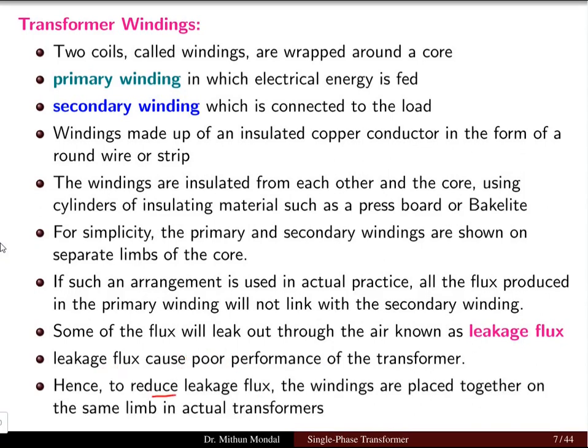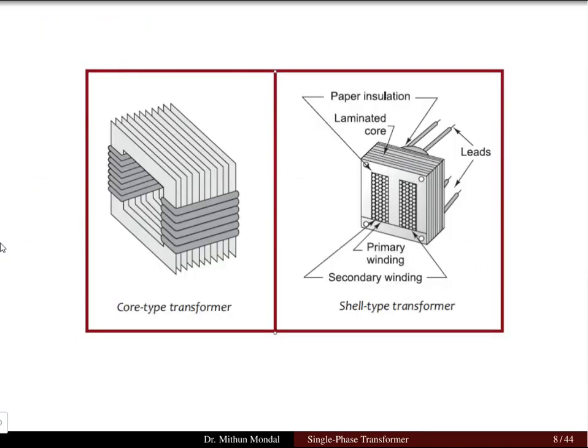To reduce this leakage flux, the windings are placed together on the same limb in the actual transformer. So whatever we have discussed here is only from the theoretical point of view, not the practical point of view. From the practical point of view, both windings will be placed together on the same limb. Now here we see two different arrangements of the windings in the form of a core type transformer and a shell type transformer. Here we can see the laminated core, which will be holding the flux, or in which the flux will be produced.